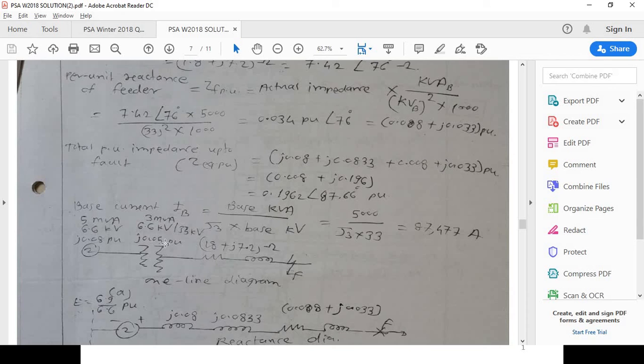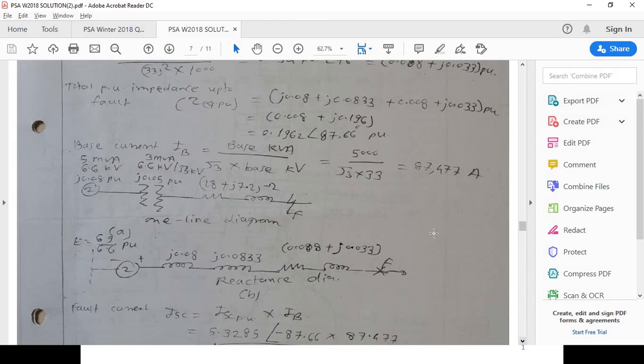Then this is the feeder, the reactance is 18 plus j7.2 ohm, and this is the fault point at 15 km from the line. So this is the one line diagram. Now once you have the one line diagram, with all the values in per unit values, you can draw the reactance diagram.